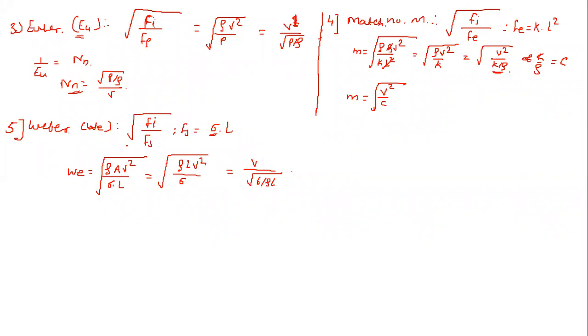The first one which we saw is the Froude number: the ratio of the square root of the inertia force to the gravity force. Then the Reynolds number: the ratio of the inertia force to the viscous force. Then the Euler number: the ratio of the square root of inertia force to the pressure force. Mach number: the ratio of the square root of the inertia force to the elastic force. And the Weber number is the ratio of the square root of the inertia force to the surface tension force.